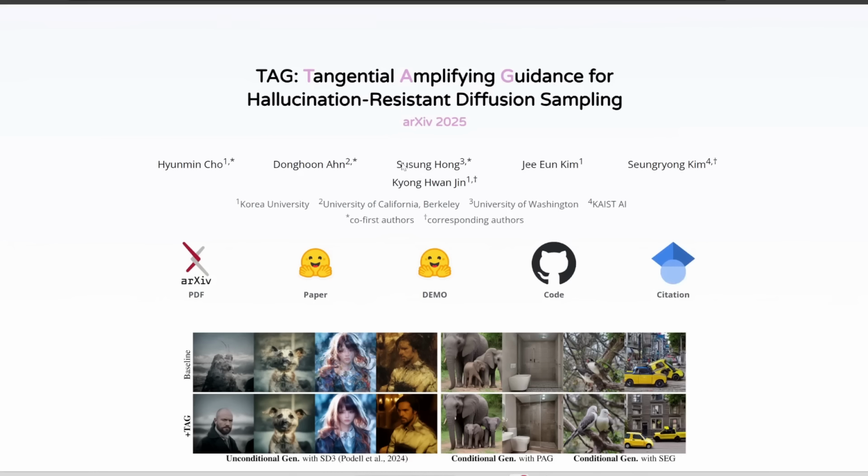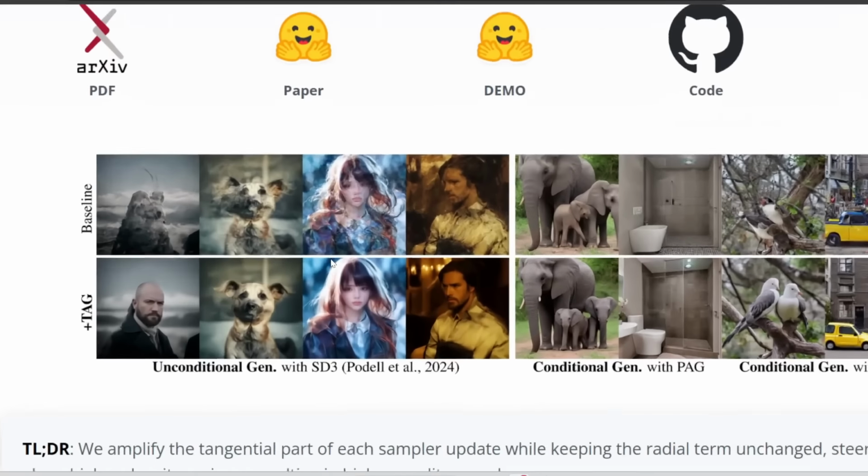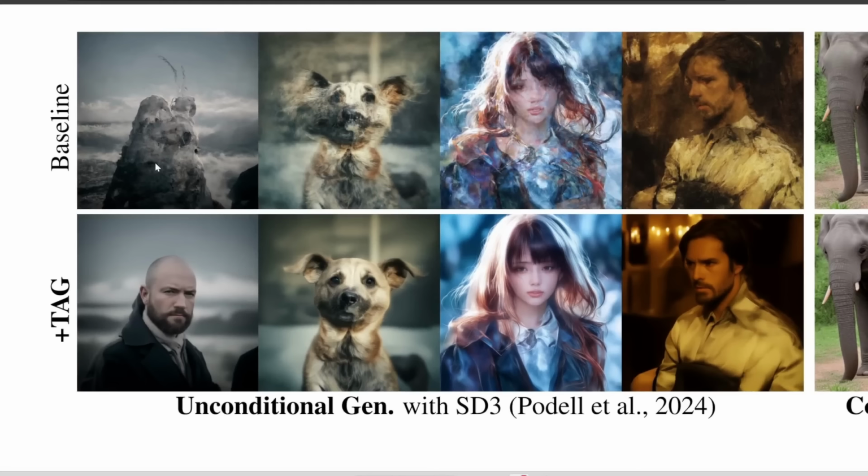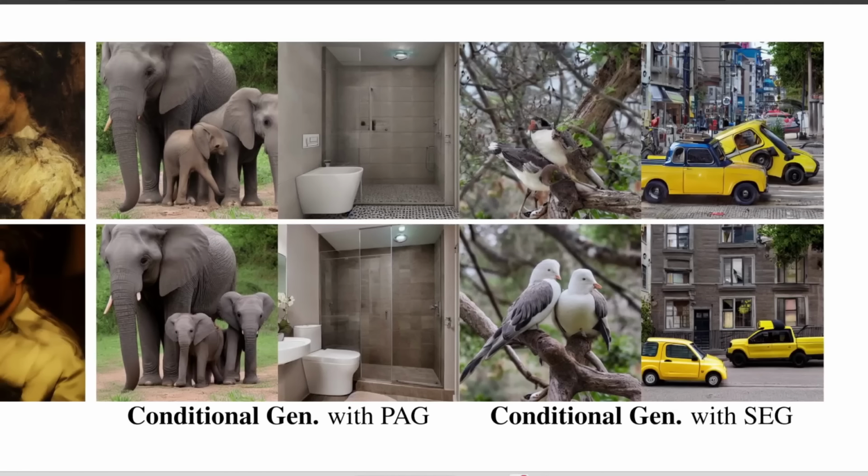Next up, this AI is pretty useful. It's called Tag, and it basically helps improve the quality of AI-generated images by reducing hallucinations. So here are some examples. In the top row are some images generated with Stable Diffusion 3, and it looks pretty horrendous. There are a ton of hallucinations. Well, after using this Tag plugin, it's able to fix the image by quite a lot. Here are some other generations for your reference.